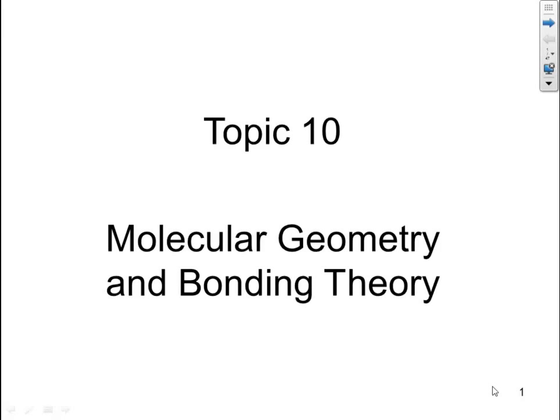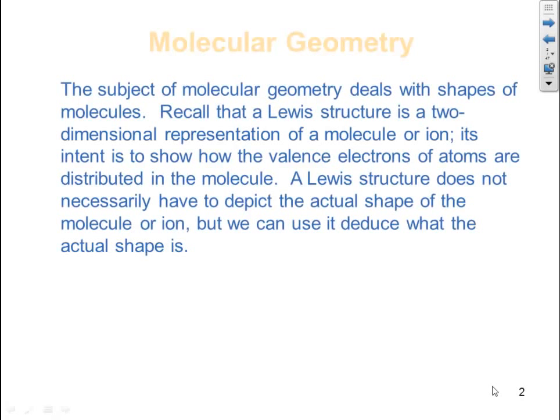All right, let's discuss molecular geometry and bonding theory. The subject of molecular geometry deals with the shapes of molecules. Recall that our Lewis structure is a two-dimensional representation of a molecular ion. Its intent is to show how the valence electrons of atoms are distributed in the molecule. A Lewis structure does not necessarily have to depict the actual shape of the molecular ion, but we can use it to deduce the actual shape.